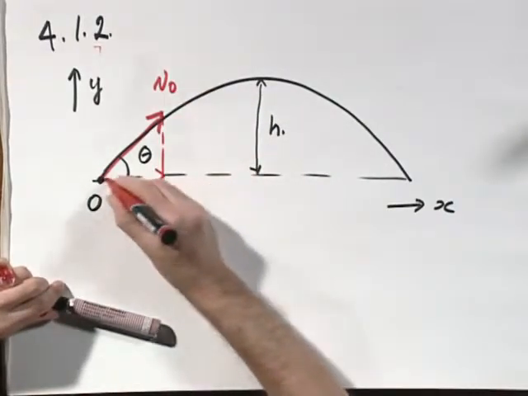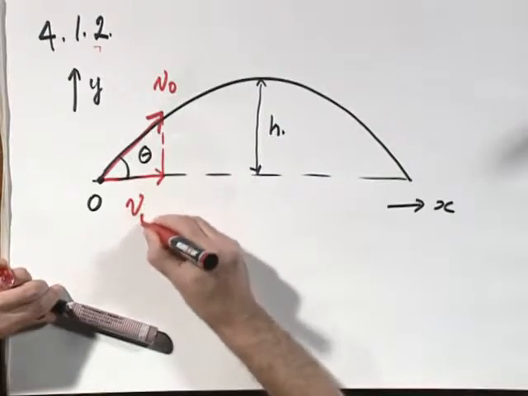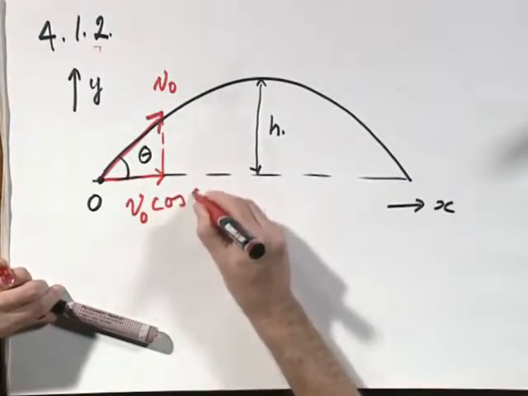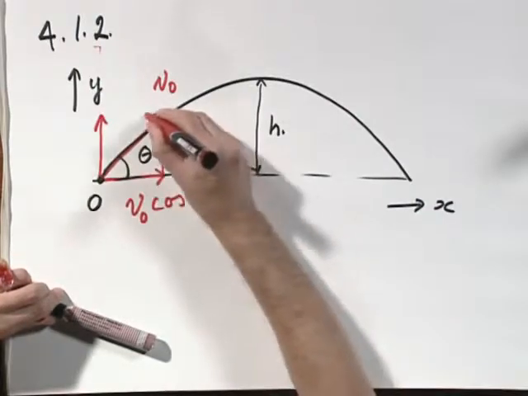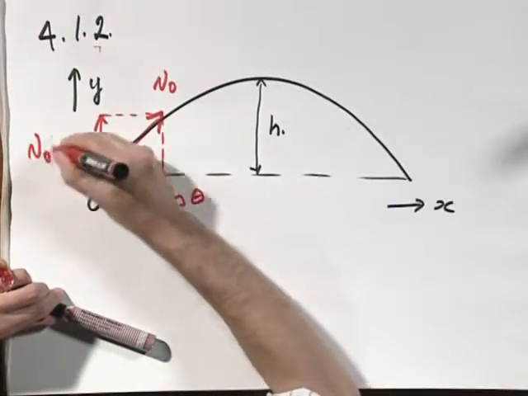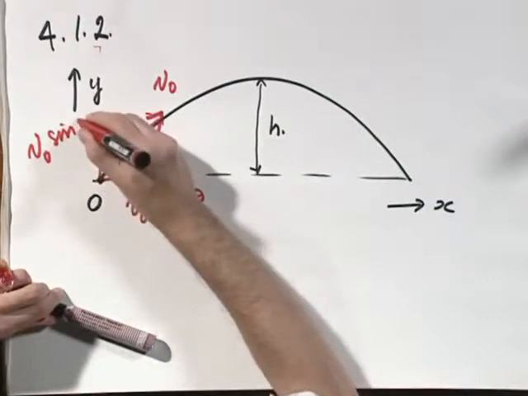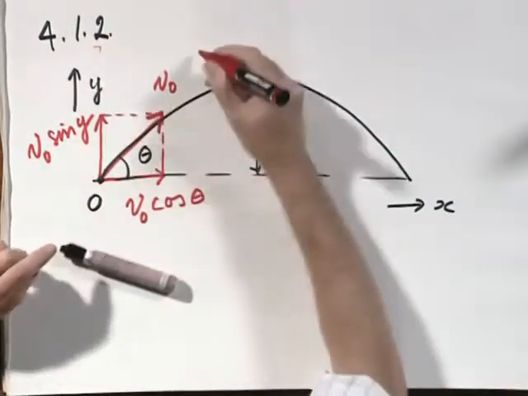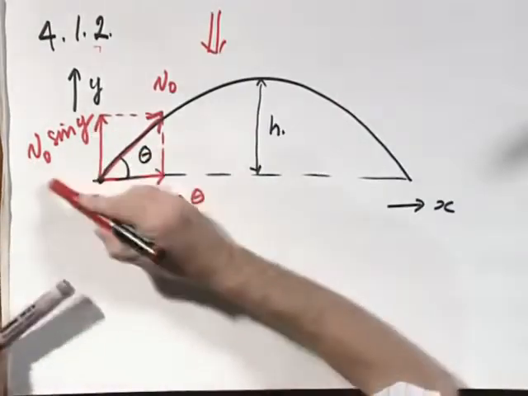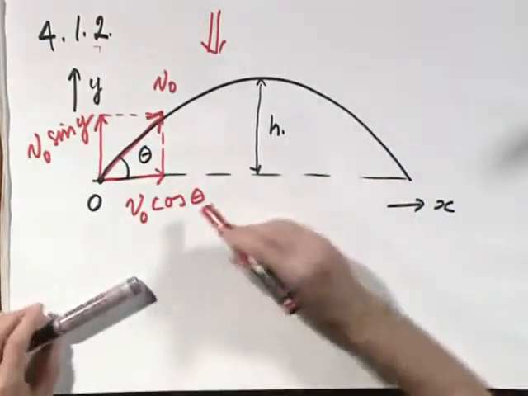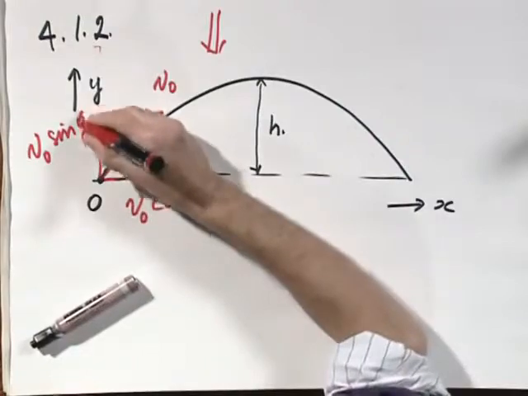So its velocity in the x direction, which never changes because there is no acceleration in the x direction, is v0 cosine theta. And its velocity in the y direction, which does change because there is an acceleration in the y direction, is v0 sine theta.